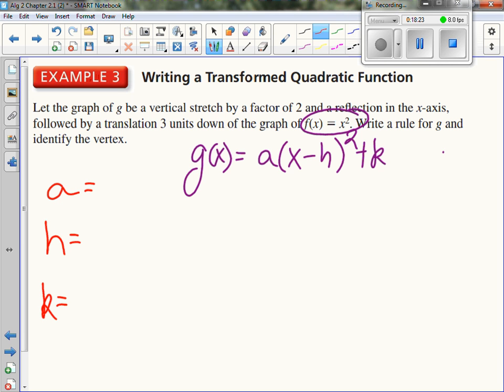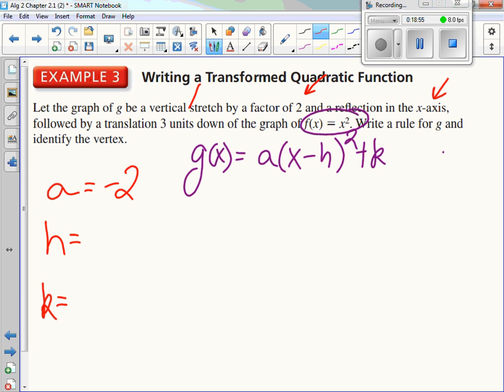So A is negative. Well, A is our vertical stretch or shrink, so a vertical stretch of 2. And it would be negative because we have a reflection in the x-axis. The value of A tells us if it's a reflection in the x, and vertical stretch or shrink. Since it's a vertical stretch, the A value would be 2, and it's negative because it's a reflection in the x. We good with everything so far, yes?